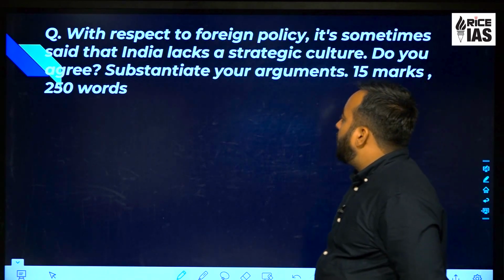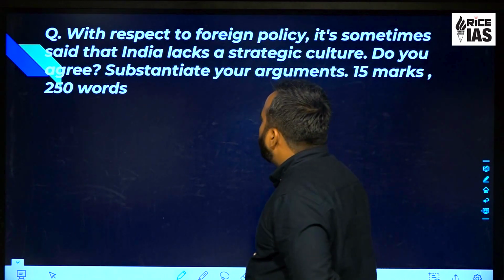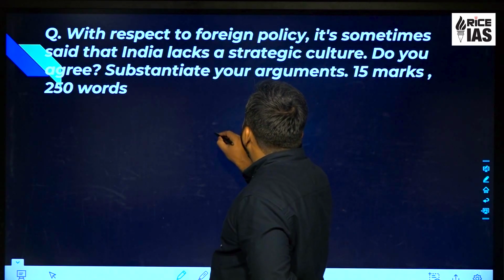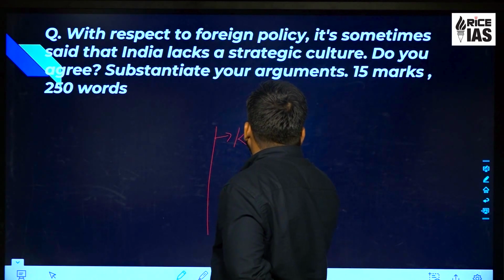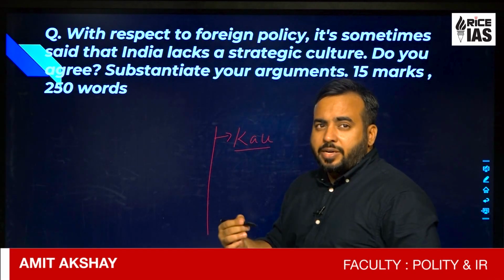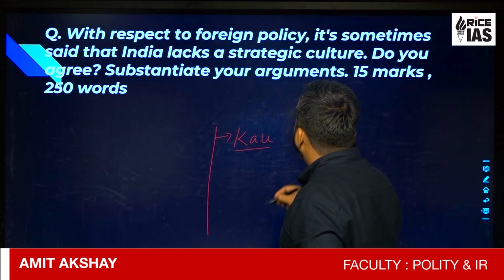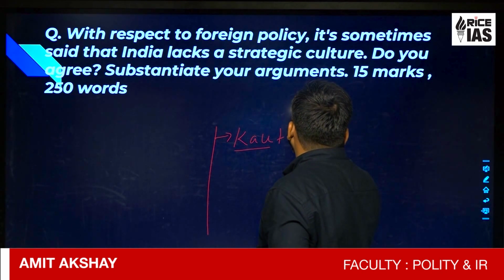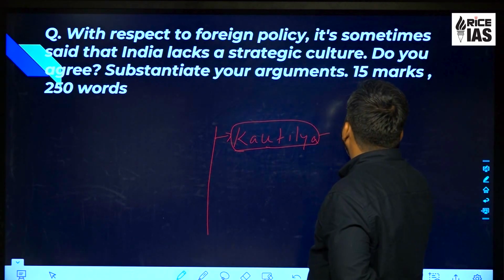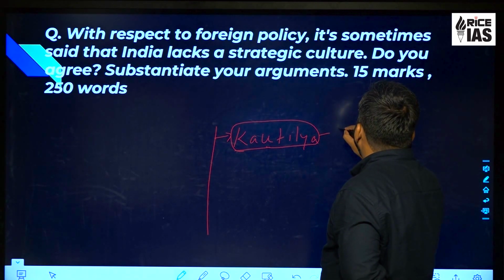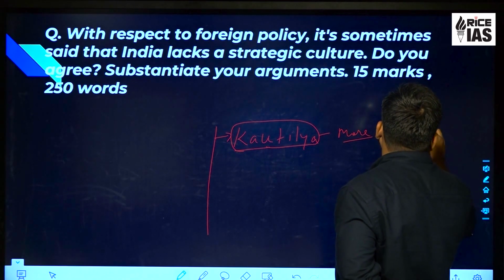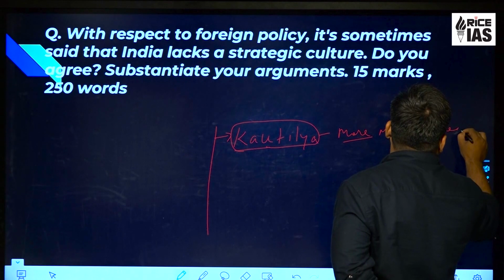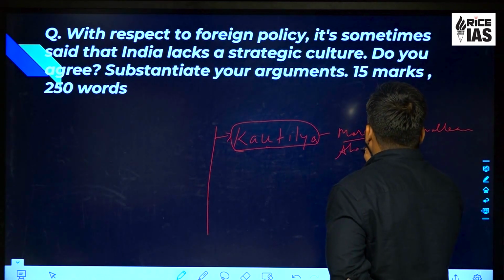So I can give you certain hints also. We have talked about Kautilya right now. So of course we have Kautilya. I am giving you certain hints on the basis of which you can write your answer. We have Kautilya. More Machiavellian than Machiavelli himself.